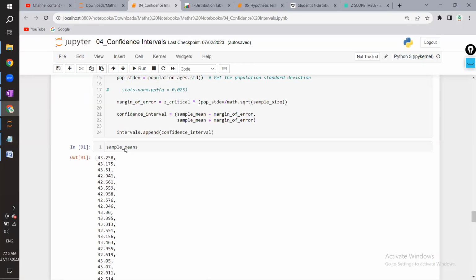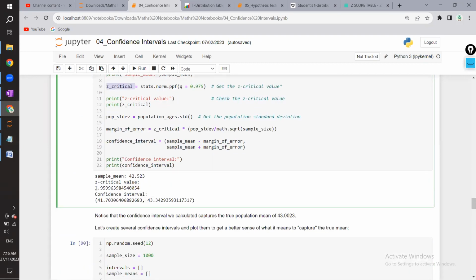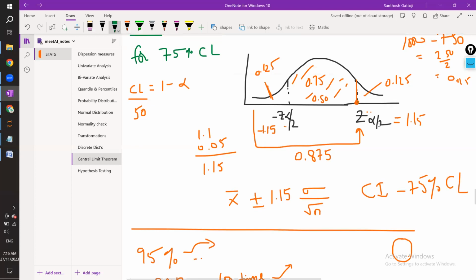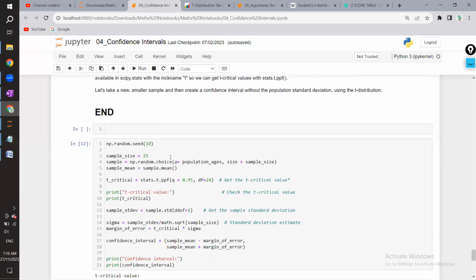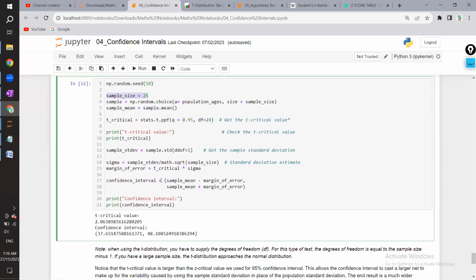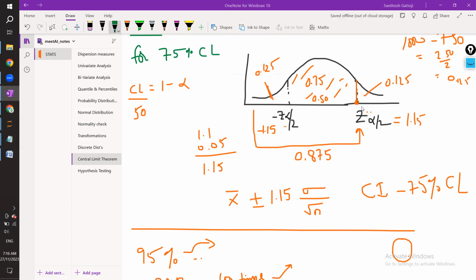Guys, observe here. When you take 1000 samples, when you are using Z critical value, you have 1.95. That means whatever alpha by 2 value you are getting is 1.95. But when you have 25 samples, the T critical value is 2.06. That means it is increasing more. That means it is falling over here, and this minus will also fall over here. That means the width is increasing.